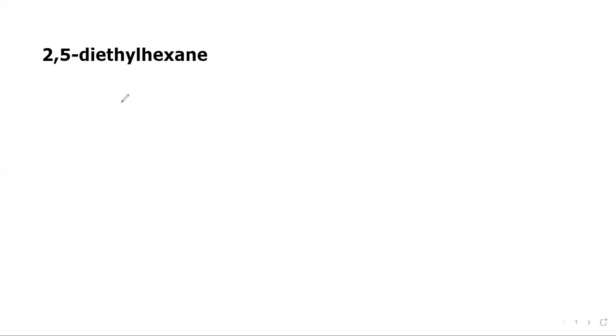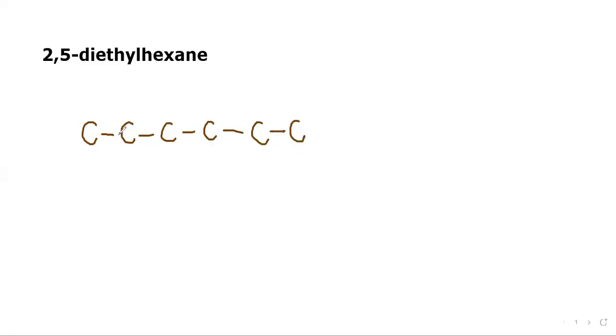So here they gave us 2,5-diethyl hexane. They want us to draw basically the structural formula. Since it's hexane, it simply means it must have 6 carbon atoms, right? So that will be the first one, second one, third one, fourth one, fifth one, as well as the sixth one.